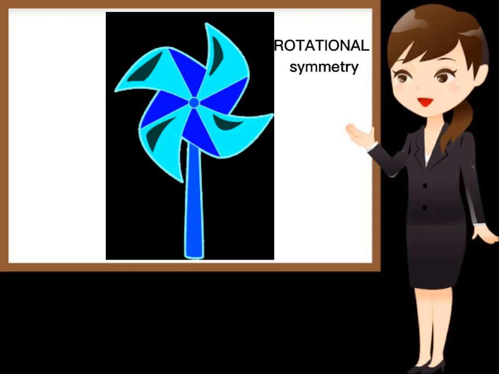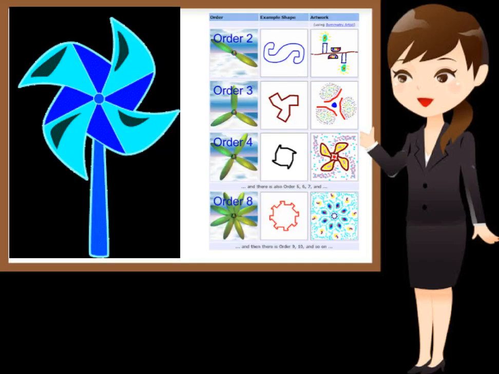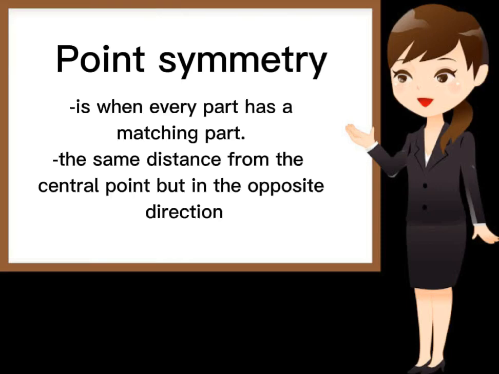How many times it appears the same is called the order of symmetry. So rotational symmetry is when a shape or pattern looks the same after being rotated less than 1 full turn. The number of turns it takes for the form to look the same is how we measure rotational symmetry, or how we count the number of turns. You can find many objects in real life that have rotational symmetry, like wheels, windmills, or road signs, and so on.